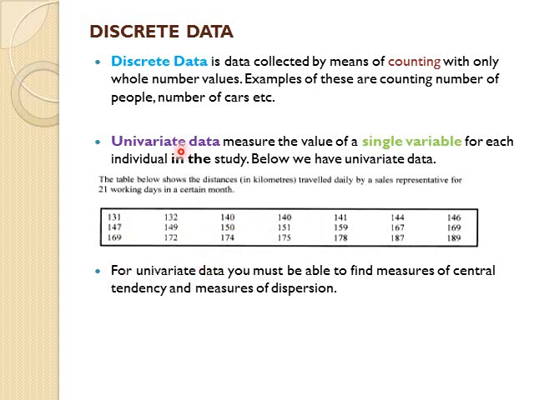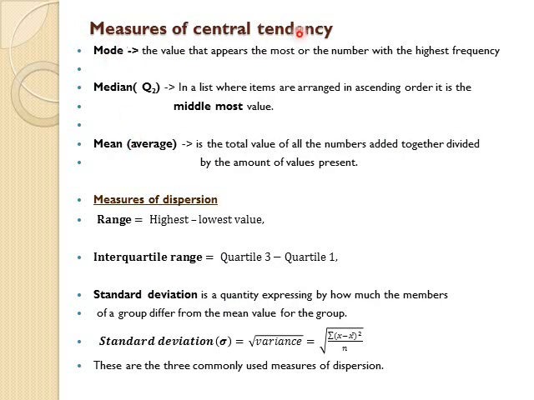Right, now for univariate data, and this is what we're going to be doing in our next lessons, we must be able to find measures of central tendency and measures of dispersion. So I'm just going to give you a quick overview of what that is, but we'll be doing it over and over in the lessons. So, measures of central tendency: we have mode, median, and mean.